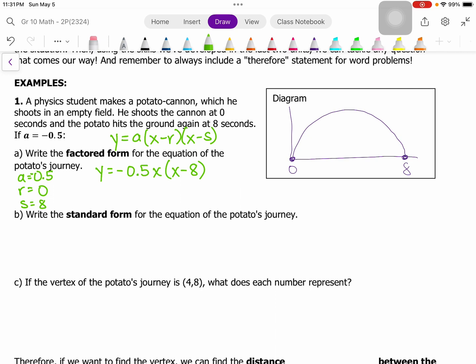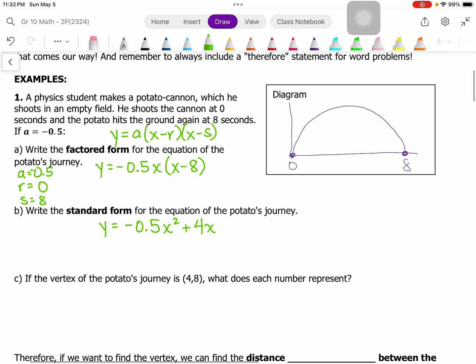Next question, we're asked to convert to standard form. So I'm going to multiply through. Normally I would multiply through my two binomials, but because in my one binomial I have an x minus 0, I don't have a second term to multiply through. If I had that 0, multiplying everything by 0 would make it 0, which I don't need to have. So I can actually just take the negative 0.5x and multiply that through that set of brackets. So I have negative 0.5x squared plus 4x. So there is standard form for the equation.